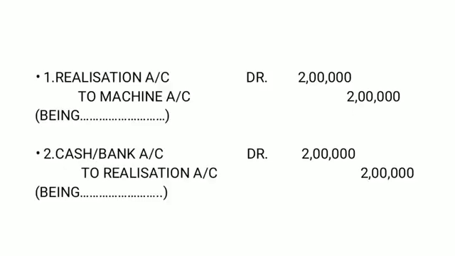Yes. The first journal entry is for closing machine account. Realization account debit to machine account 2 lakh. The second journal entry is cash and bank account debit to realization account, again 2 lakh. Yes, this is the book value. This is also the book value and realizable value because they said that book value is realized. Alright.